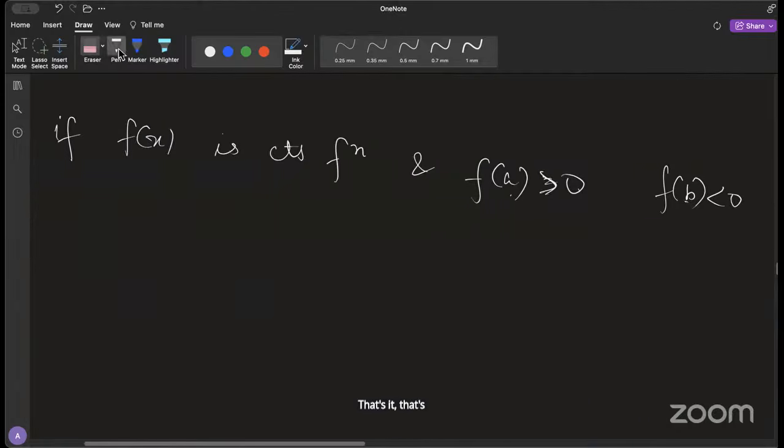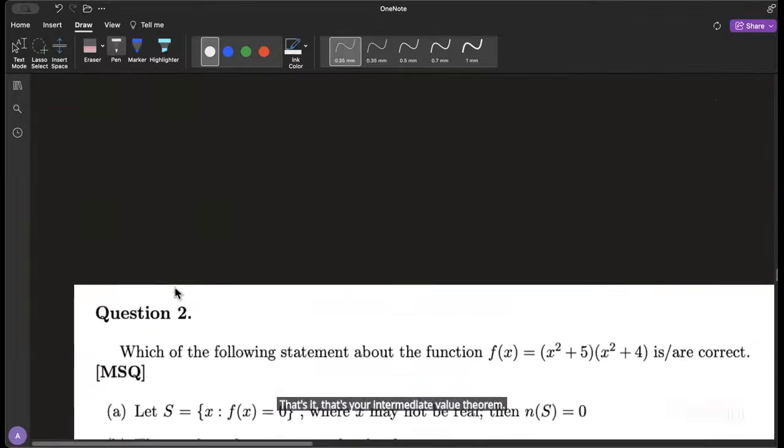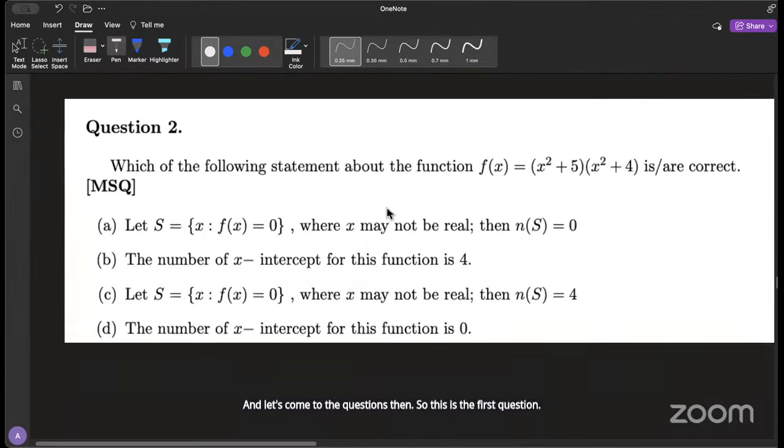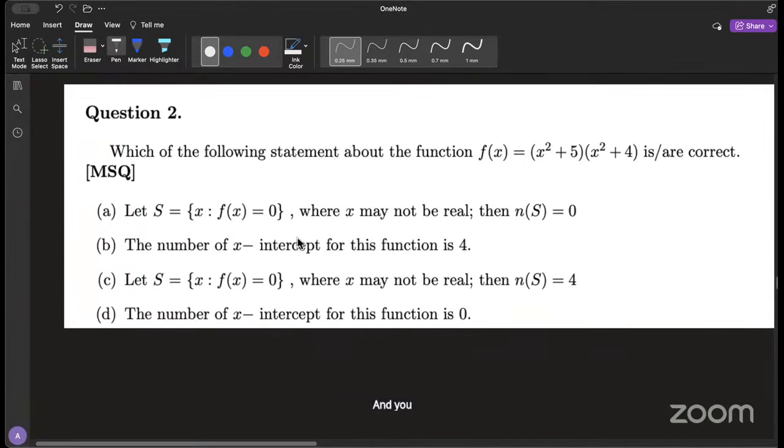That's your intermediate value theorem. And let's come to the questions then. So this is the first question. This is a given function, and you have to tell which of the following statements is correct.